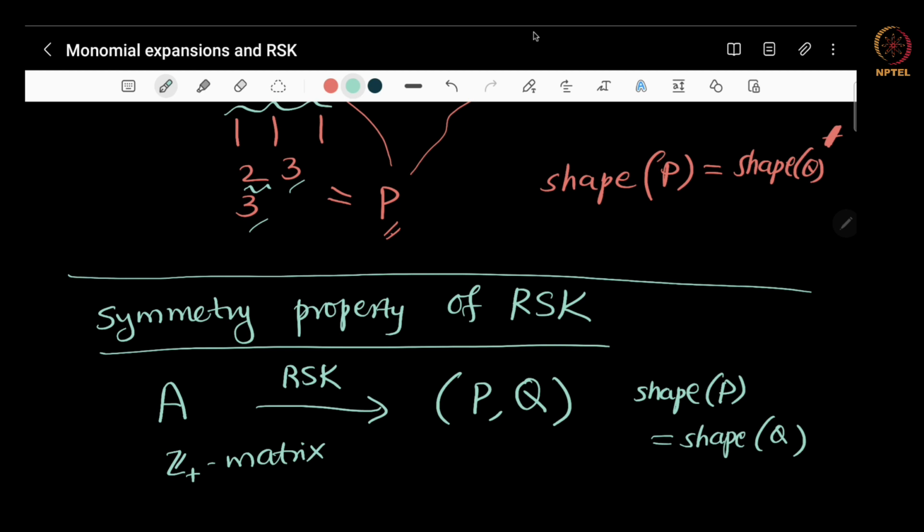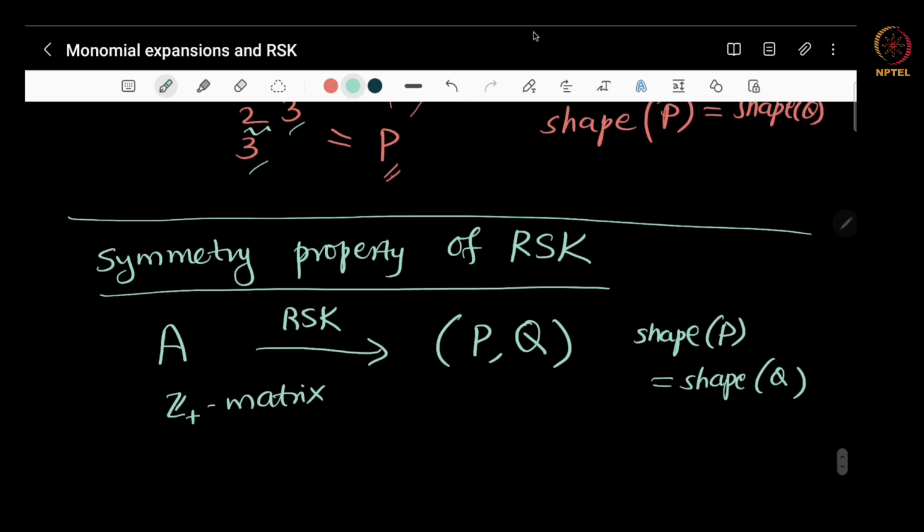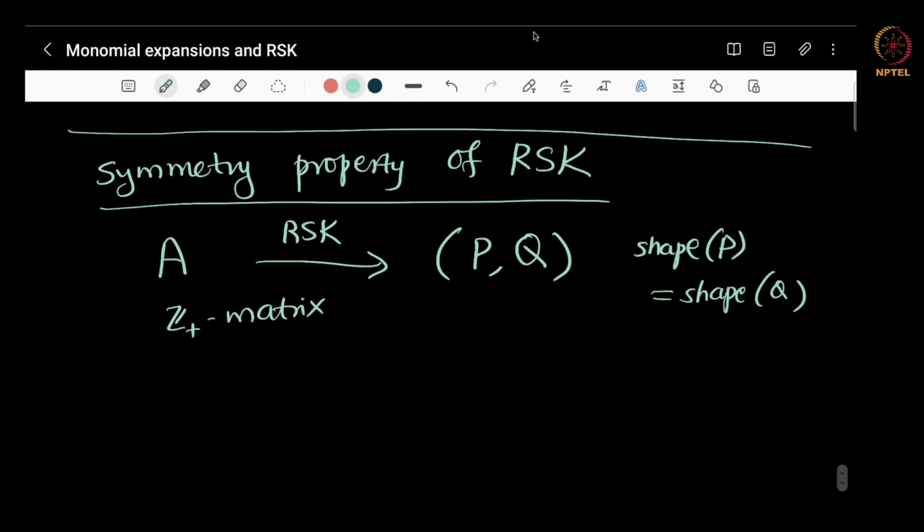Okay, and it's a bijection from the set of all integer matrices to semi-standard tableaux of the same shape, with the additional property that the row and the column sums of A are exactly the types of Q and P. Now there is a nice symmetry property here. What interchanges rows and columns? Well, the operation of transpose.